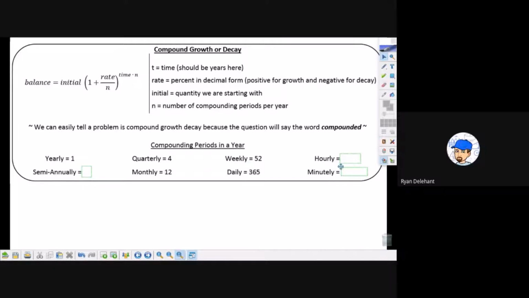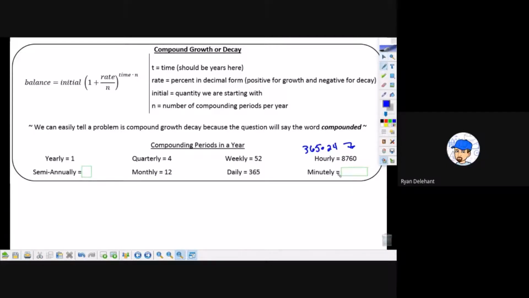You can continue this process for almost any measurement of time. Like if we went hourly, you probably don't know this one off the top of your head, but you could use daily, which is 365 days a year, and then each one of those days is worth 24 hours. That'll tell you how many hours are in a year.